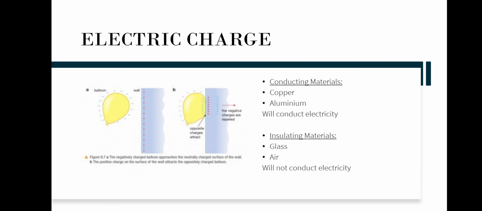Next up we have electric charge. There are a few conducting materials which conduct electricity and a few insulating materials which will not conduct electricity. Conducting materials include copper and aluminium. Insulating materials include glass, wood, and many more.